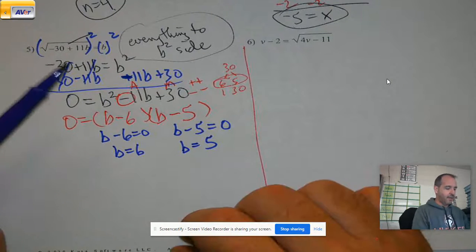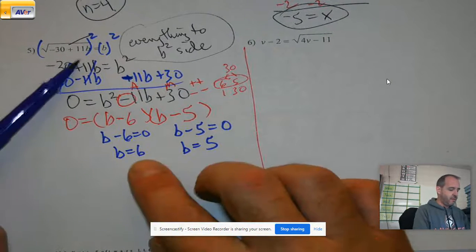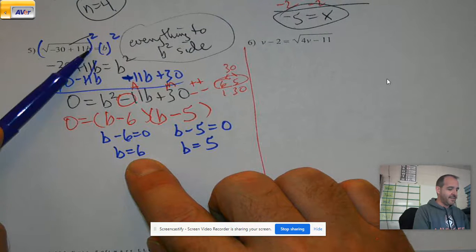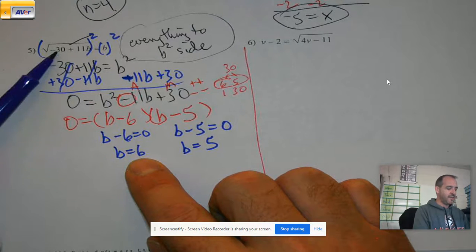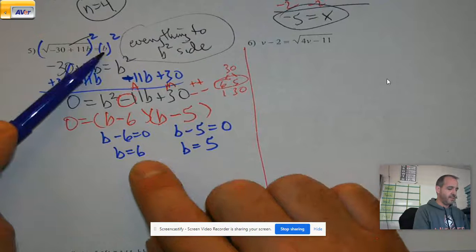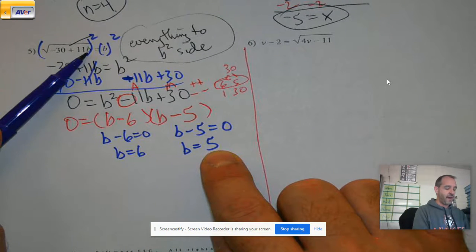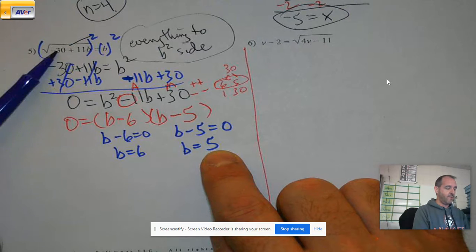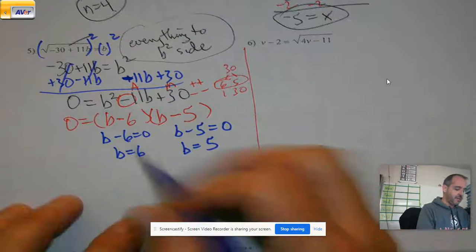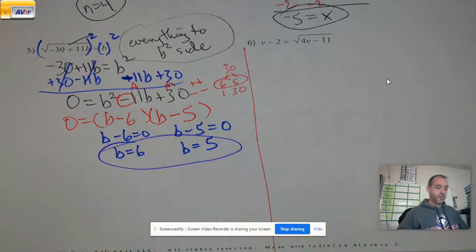Again, you can go to the calculator if you want to, or just use your brain. So 11 times 6 is 66, minus 30 is 36. Is the square root of 36 equal to 6? Yes. 11 times 5 is 55, minus 30 is 25. Is the square root of 25 equal to 5? Yes. So it is possible to get 2 answers.